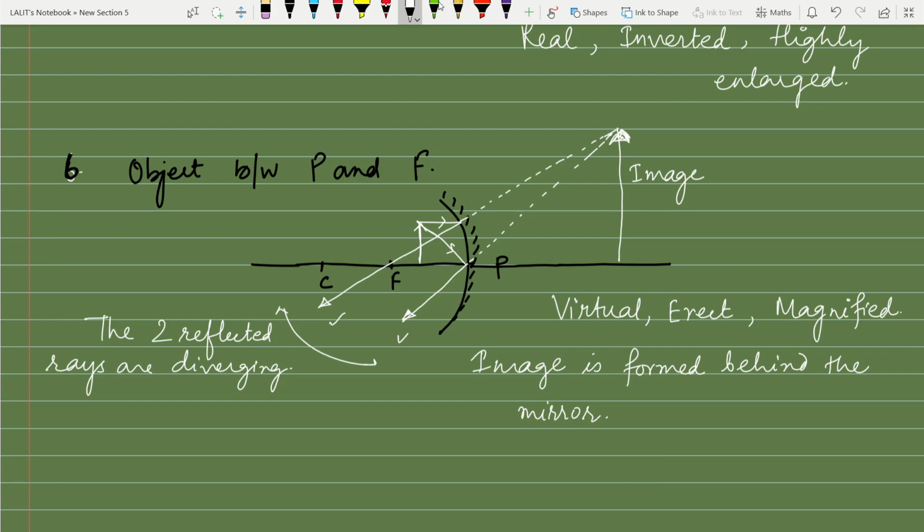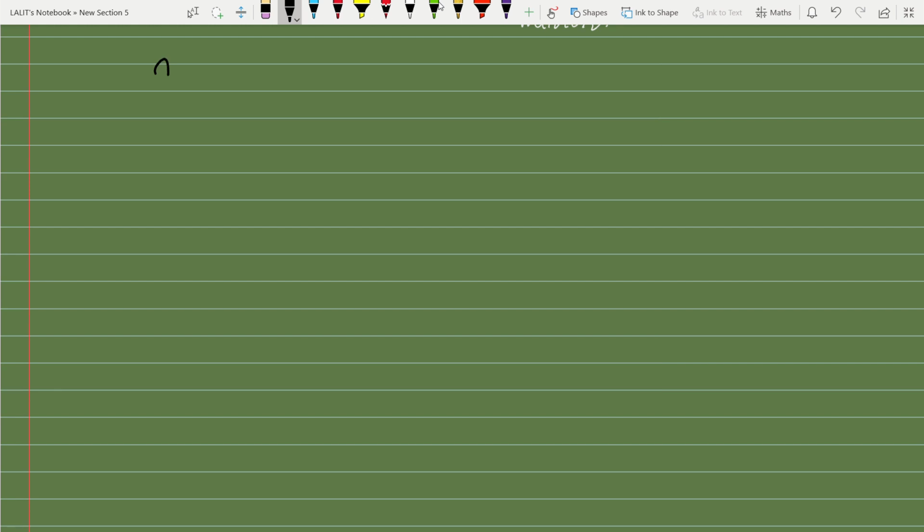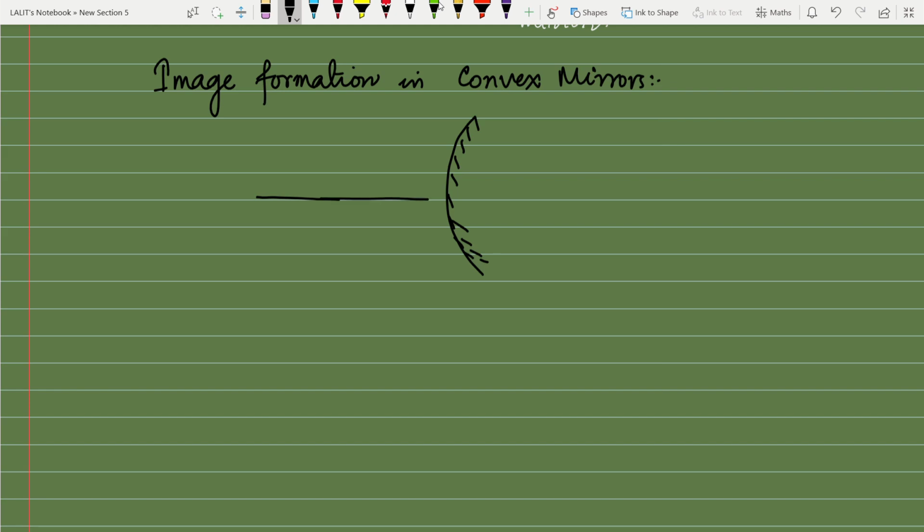Now let us come to the image formation in convex mirrors. So let us draw a convex mirror first and mark the pole and focus. So we have a convex mirror this way. We have got the focus. We have got the center of curvature at equal distance from pole and focus. I think so we have marked it wrong. We can take it a little bit further.